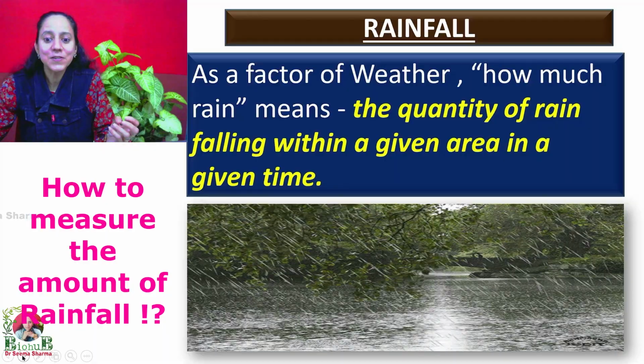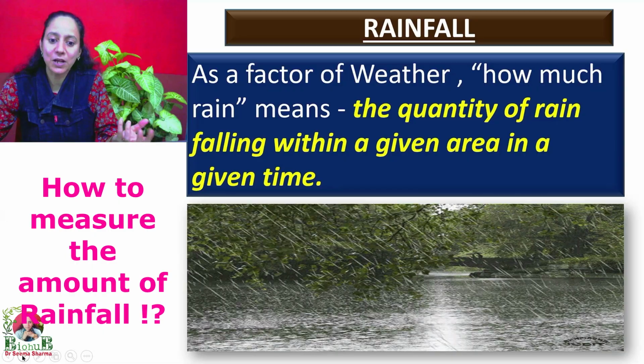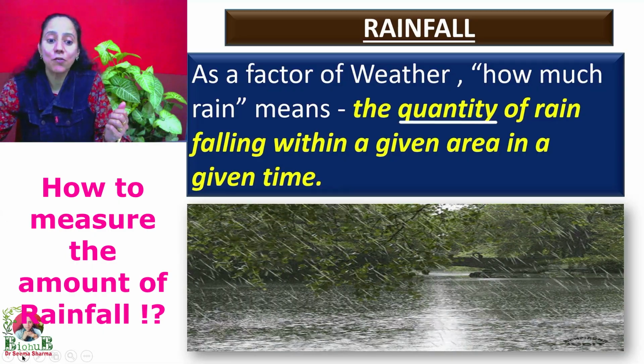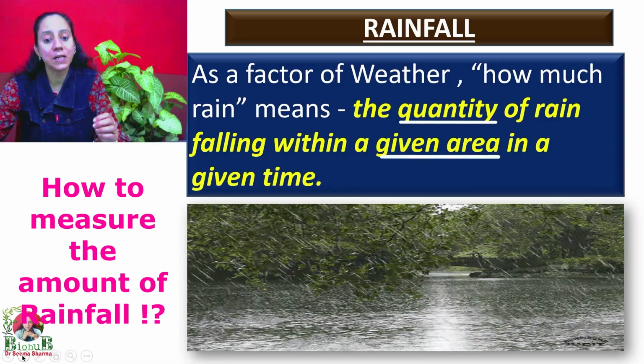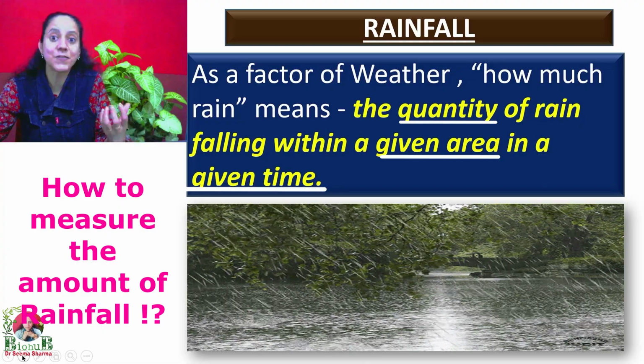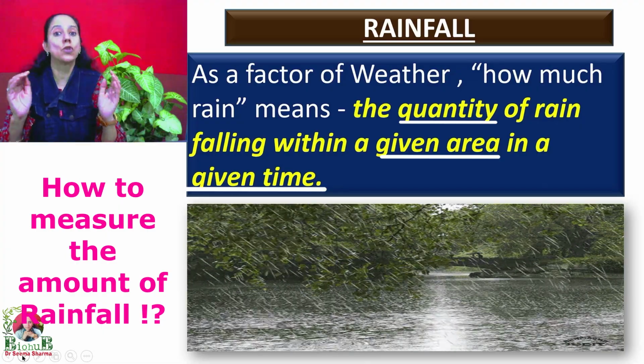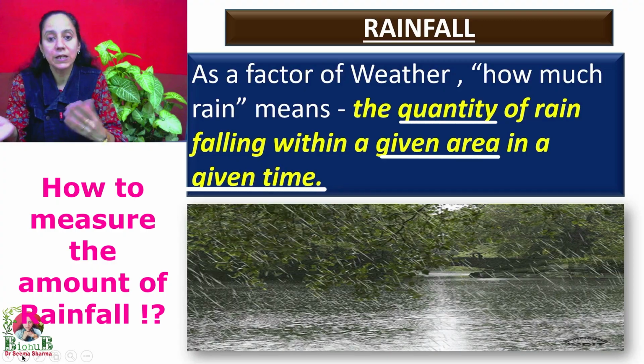So rainfall as a factor of weather, how much rain means the quantity of rain falling within a given area in a given time. So this is rainfall, means the amount of rain falling in a given area in a given time.